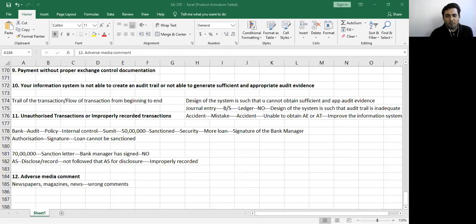You have other audit procedures also. One of them is test of controls. Test of controls means you try and study the entire internal control system. What do you study in the entire internal control system? You study the design, implementation and maintenance.